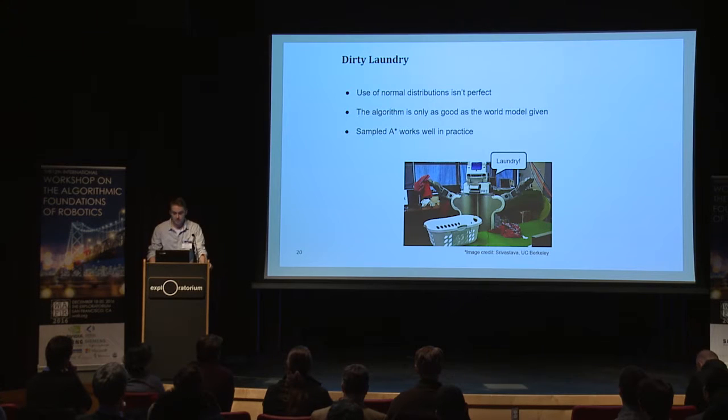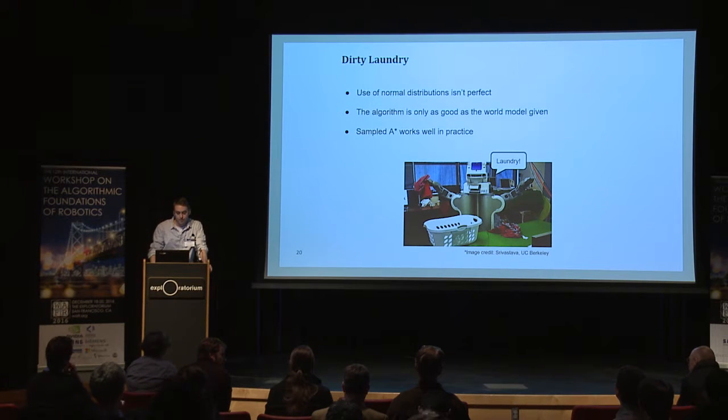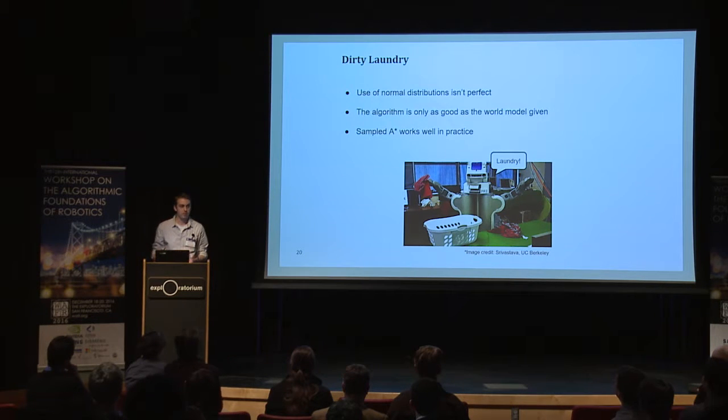It looks like I'm almost out of time, but here's the dirty laundry. Normal distributions aren't going to be perfect for every scenario, and we realize that, but it's a good starting point. This can be tweaked a little bit if you have a different distribution that you would desire. And the algorithm is only as good as the world model, right? Because we're making up these probability distributions of what we expect the traversal cost of the terrain, the traversability, to be, it's only going to be as good as we make it.